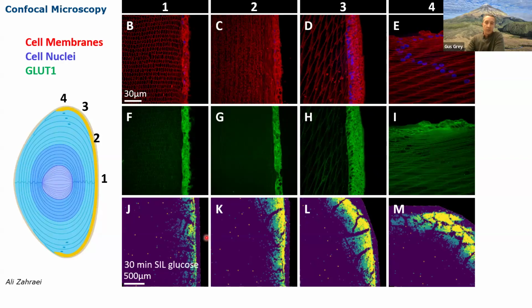And then we've been able to overlay a multi-image of that labeled glucose after half an hour, which seems to match nicely with the distributions of our GLUT1 transporter. So we think that GLUT1 being the most abundant transporter in those peripheral fiber cells, peripheral epithelial cells and the fiber cells, is probably doing the most of the grunt work of mediating that uptake of glucose into the lens.